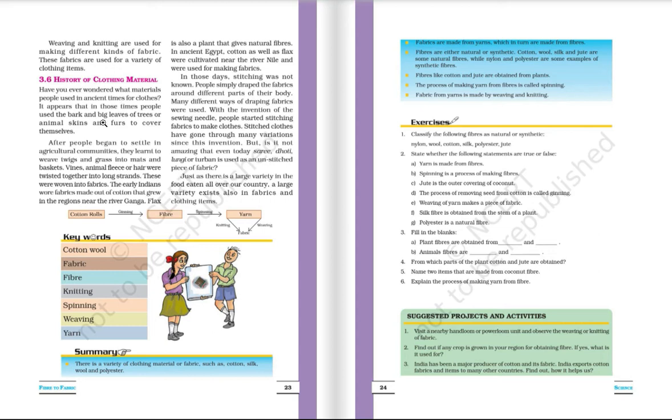It appears that in those times, people used the bark and the big leaves of trees, animal skins and furs to cover themselves. You have seen this in many old movies, not old in our timeline. These movies are new, but we say that the people shown in them are very old. They are like Stone Age people, and many cartoons also showed them.